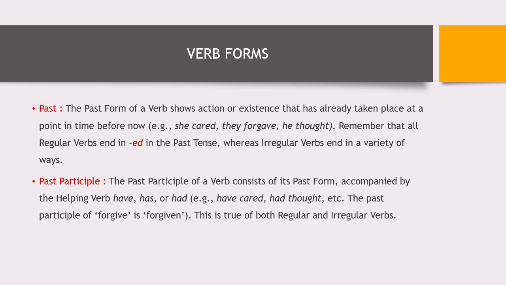Past participle. The past participle of a verb consists of its past form, accompanied by the helping verb have, has, or had. For example, have cared, has forgiven, had thought, etc. This is true of both regular and irregular verbs.